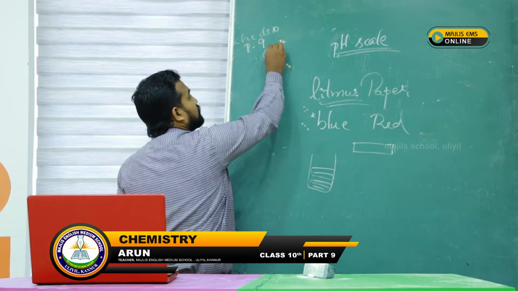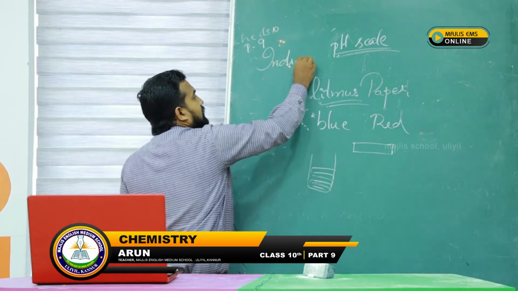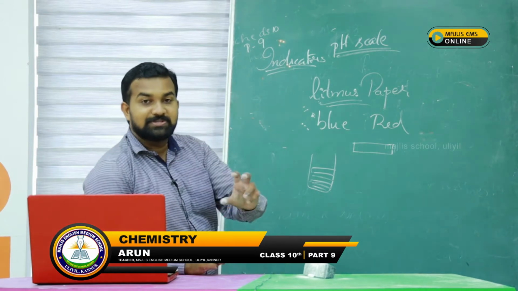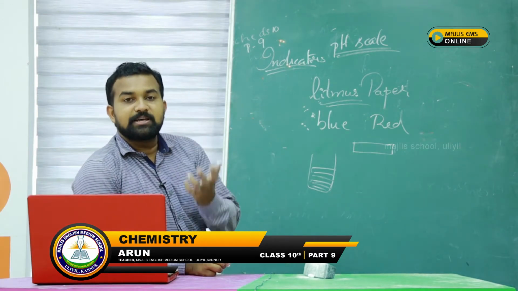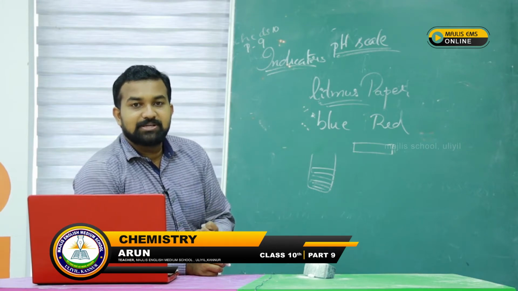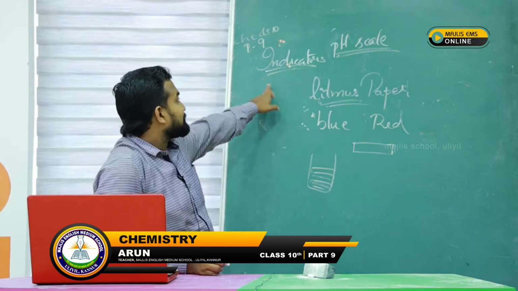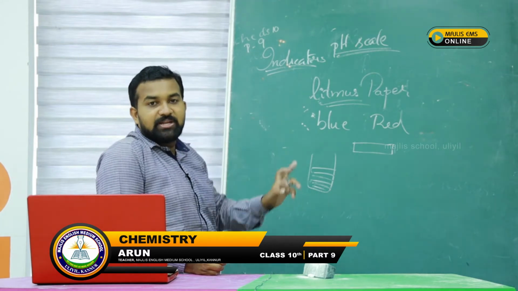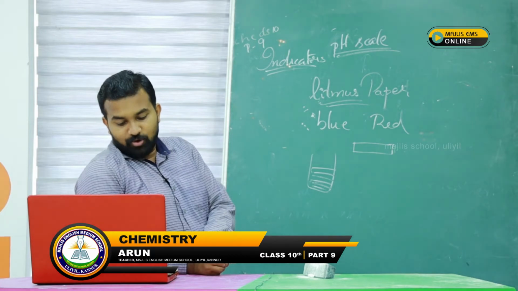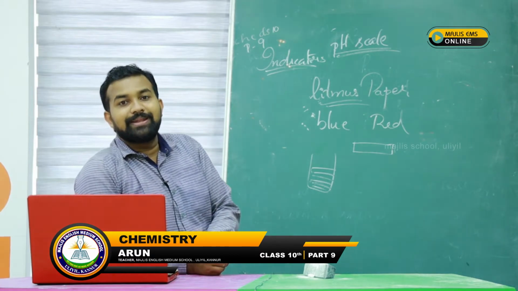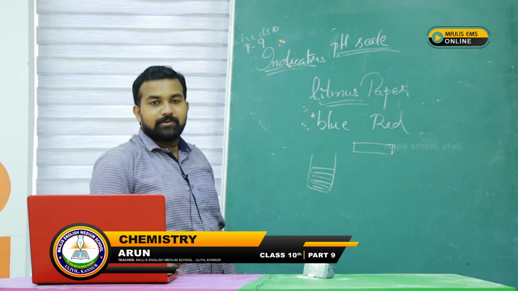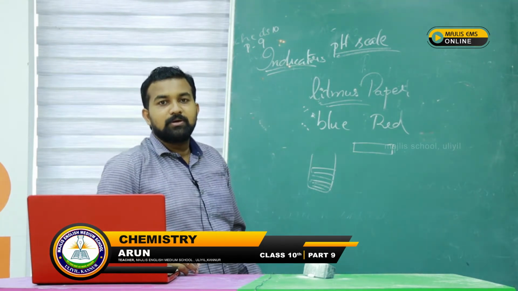So we are going to discuss indicators. So what are indicators? The substances which help us to determine whether the given substance is an acid or a base. That is called an indicator. Is that clear? Okay. So litmus paper is an indicator.